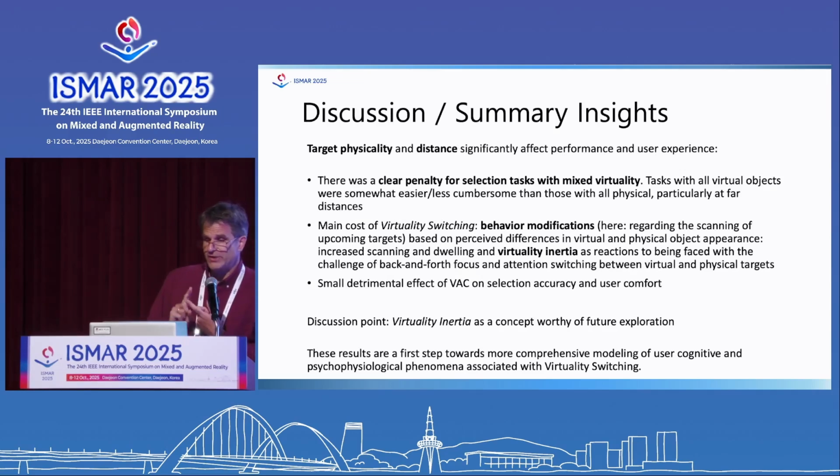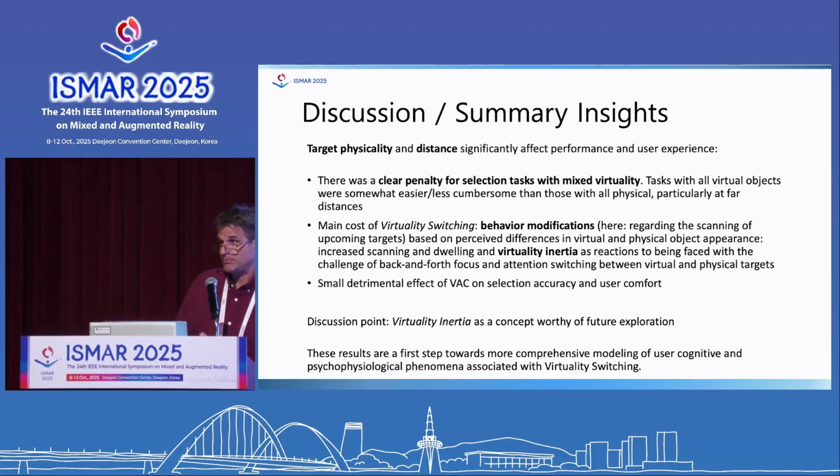Target physicality and distance significantly affect performance and user experience. There was a clear penalty for our selection tasks with mixed virtuality involving physical and virtual targets. Tasks with all virtual objects were somewhat easier and less cumbersome than those with all physical. That was a side effect. And the main cost of this virtuality switching that we could find was not the VAC. That was actually just a very small component. We did find that as well.